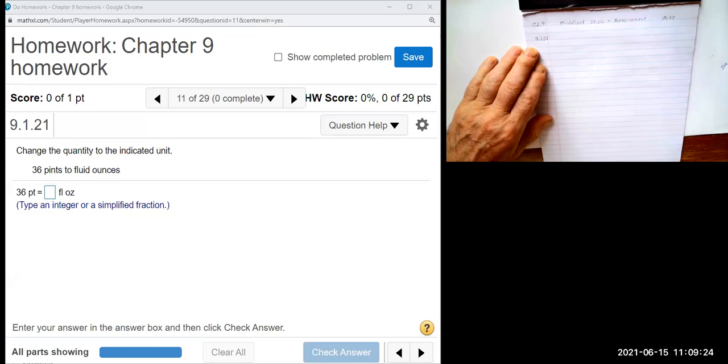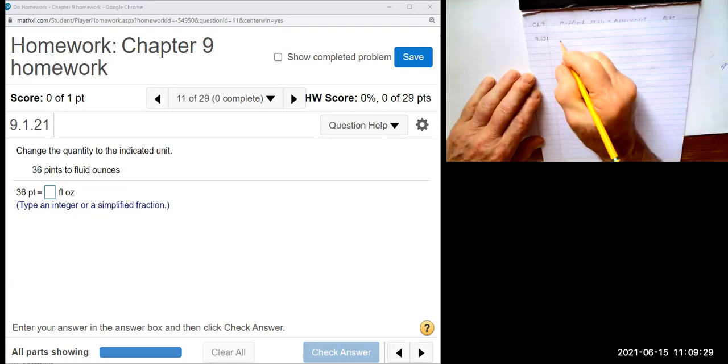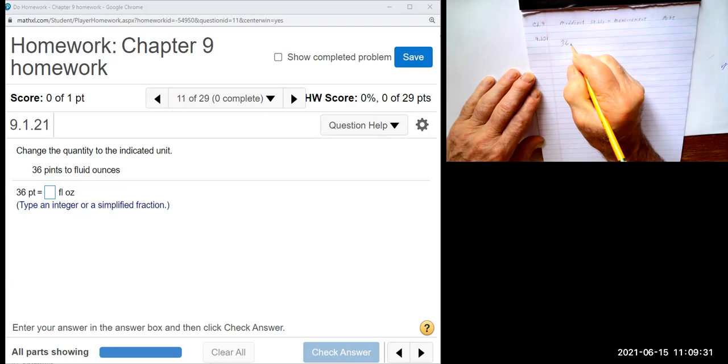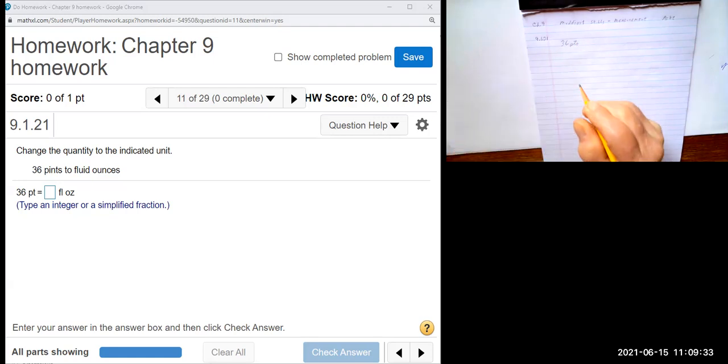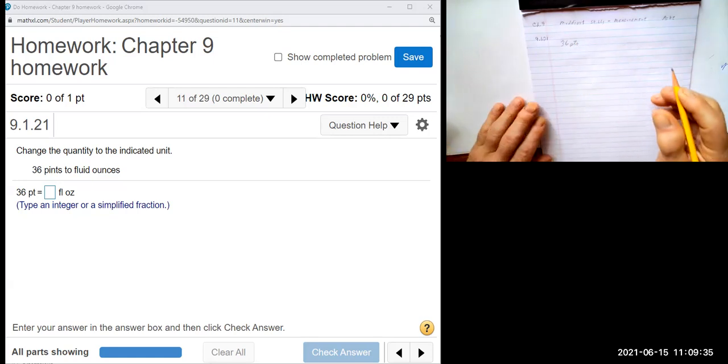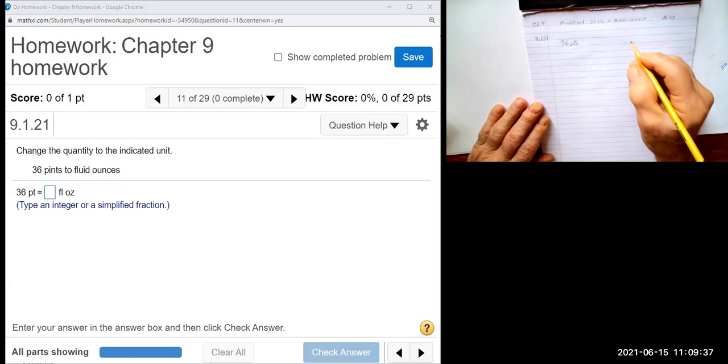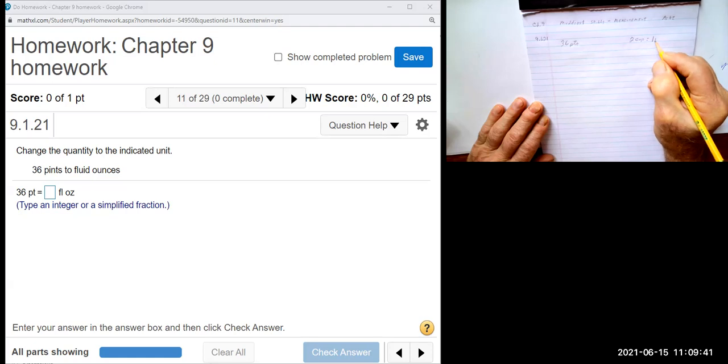This question is asking us to change 36 pints into fluid ounces. So we have 36 pints. Well, we need to look up some facts, some equivalencies. I know that 2 cups is equal to 1 pint. And let's use that right at the moment.